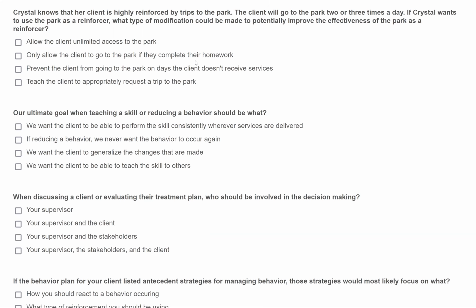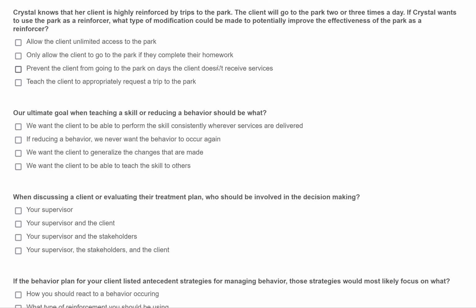Well, let's just break it down, okay? What do we want to happen? We want a modification that's going to improve the effectiveness of the park as a reinforcer. So we already know the park is reinforcing, and we want to make it even more reinforcing. We want it to be a big reinforcer, right, for our sessions. Crystal knows, right, it's already a reinforcer. And right now, the client goes to the park 2 or 3 times a day. If Crystal wants to use the park, what would she do? What can she possibly do?